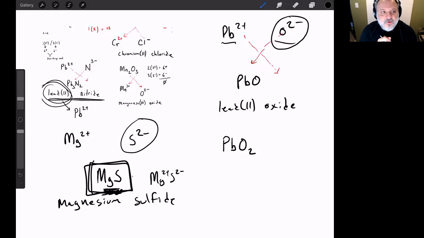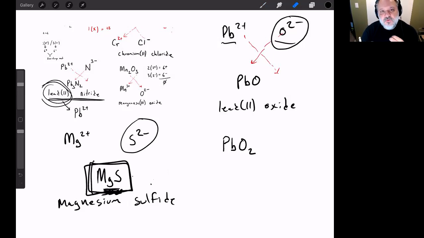So that's not counted correctly. But keep in mind, it is, in reality, a magnesium 2 plus ion interacting with an S2 minus ion. The other question is, are we not supposed to use the Roman numeral for magnesium? And the answer to that is no. We don't use the Roman numeral for magnesium because magnesium is predictable. Magnesium only takes one charge.